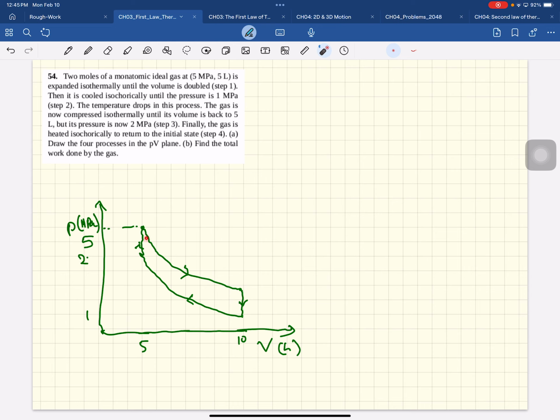Just like in integrals, when you take integrals from x1 to x2, for a positive function, if x2 is greater than x1, then this is positive. And if x2 is less than x1, then that's negative. So it's the same convention.